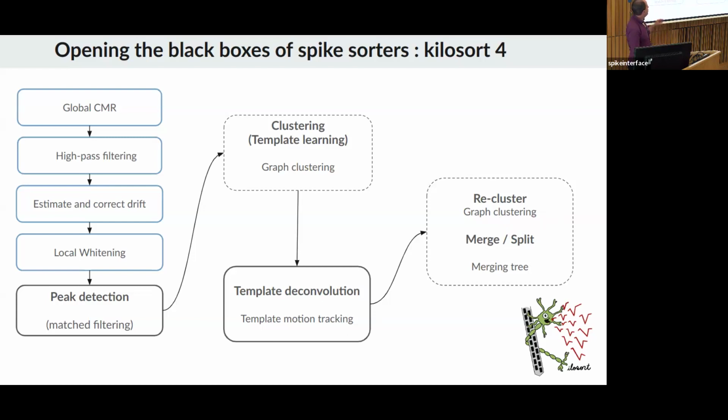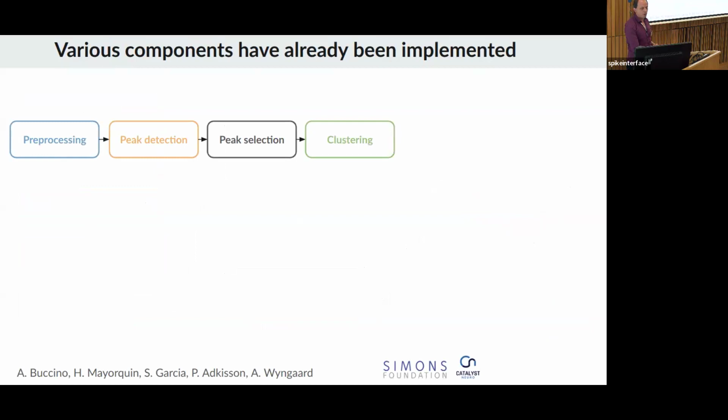But in all those cases that I just mentioned, we can see that those pipelines can be summarized as follows. We have a pre-processing step, then some peak detection. Clearly, we need to know where the information is in the signal. Eventually, we need to select some of them, because we can't cluster from all those peaks, as the recordings are so large nowadays.